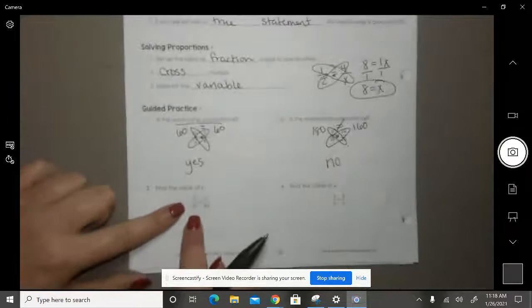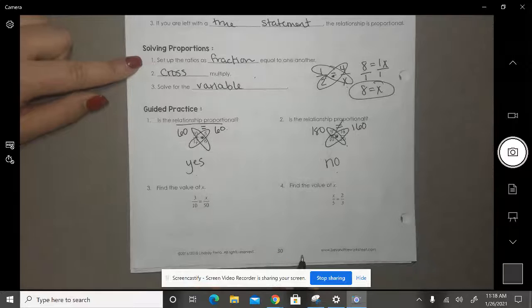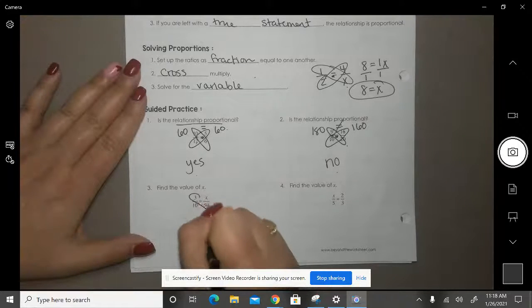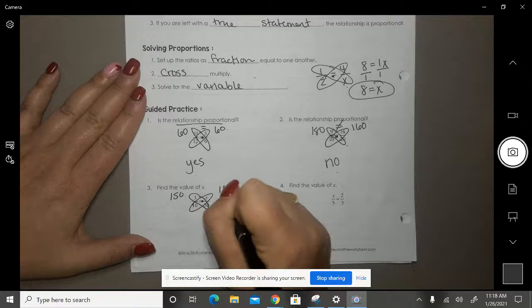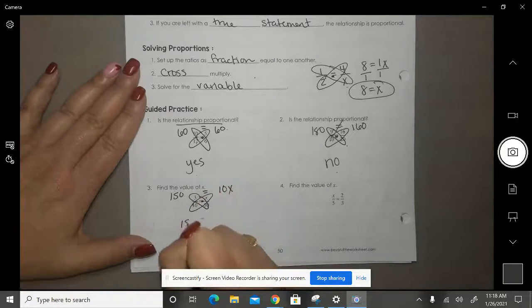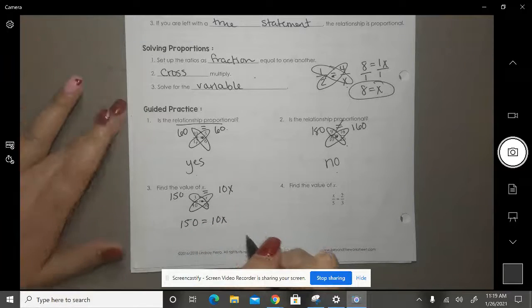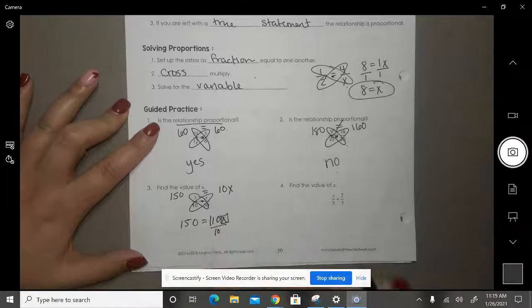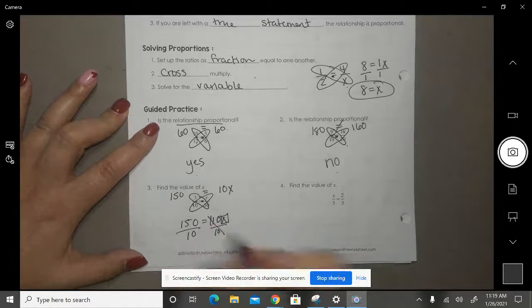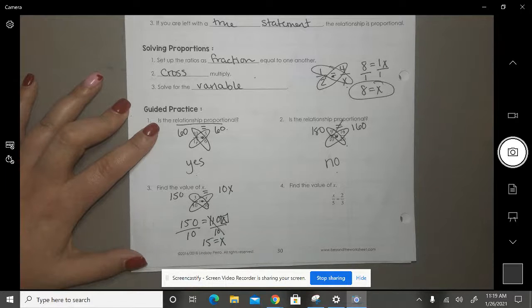To find the value of x, same thing we found right here, solving. You're going to cross multiply. Set them equal to each other. So I have 150 is equal to 10x. We butterfly, we multiplied, and now we're going to divide by the number next to our variable. So 150 divided by 10 is 15. So our variable, our missing number, is 15.